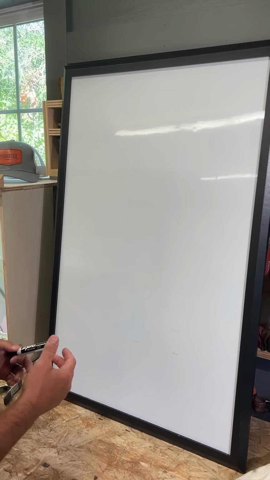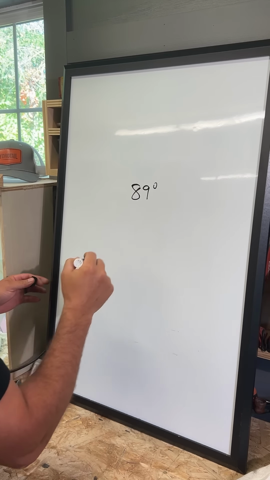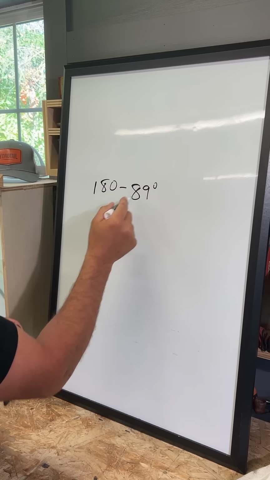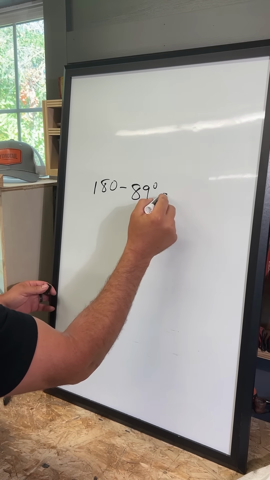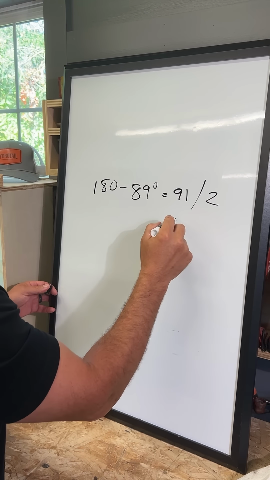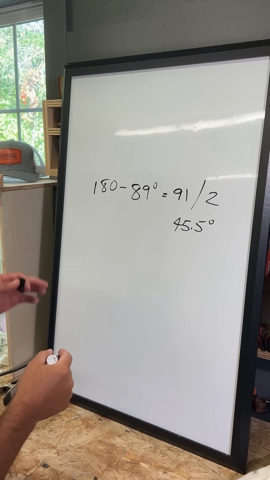So then what is the right way to figure out miters based upon an angle? Let's continue to use that same example of 89 degrees, okay? What you need to do is actually take 180 and subtract the 89 degrees. That gives you 91. Then you divide that in half and it gives you 45.5 degrees, just like the digital angle finder told us.